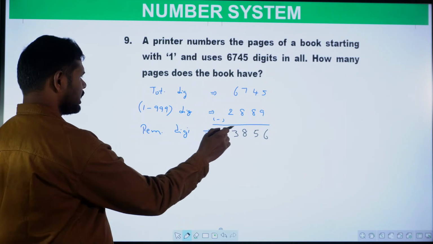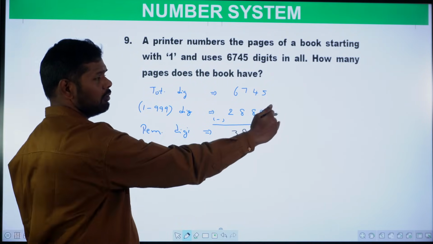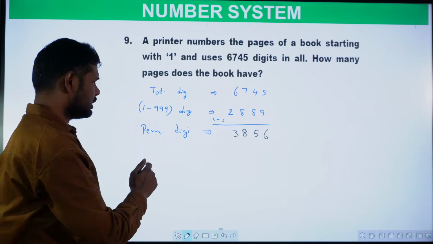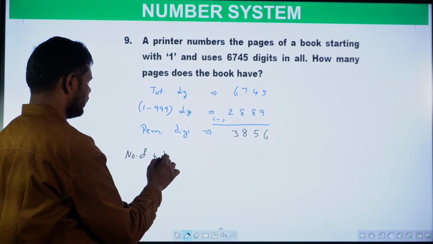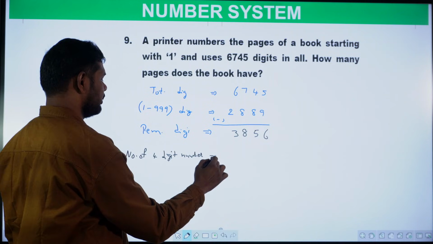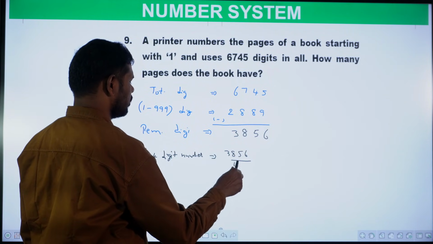So these all are formed by 4-digit numbers. Why? Because already all 3-digit numbers are over. Next, 1000 onwards, all are 4-digit numbers. That's why all are 4-digit numbers. So now number of 4-digit numbers are how many? You find out. Simply you divide that 3856 by 4.